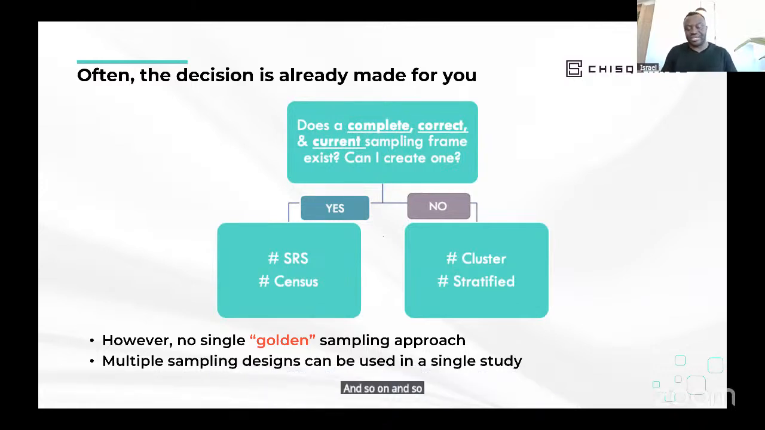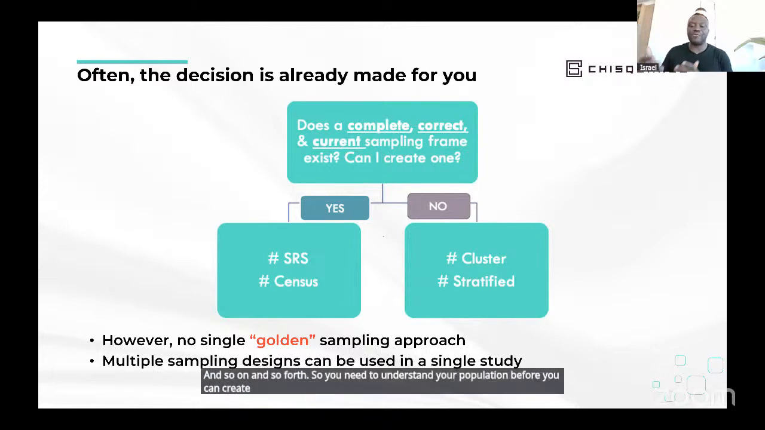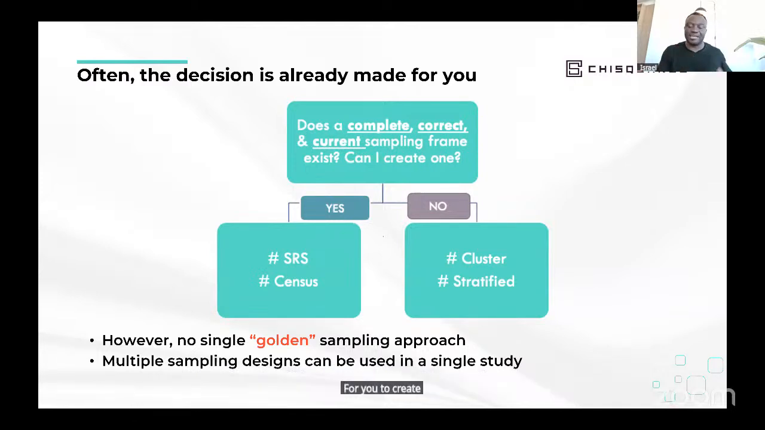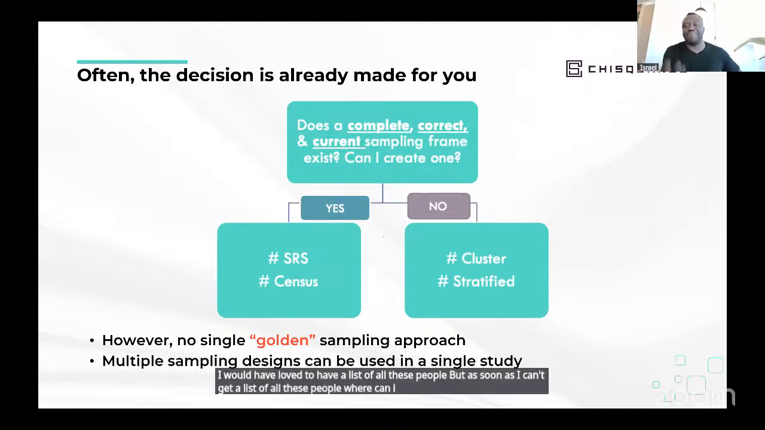So you need to understand your population before you can create a list of the places where they can be found. In other words, for you to create clusters, you need to really understand the population. You need to say, okay, I would have loved to have a list of all these people, but since I can't get a list of all these people, where do I expect to find them in groups?